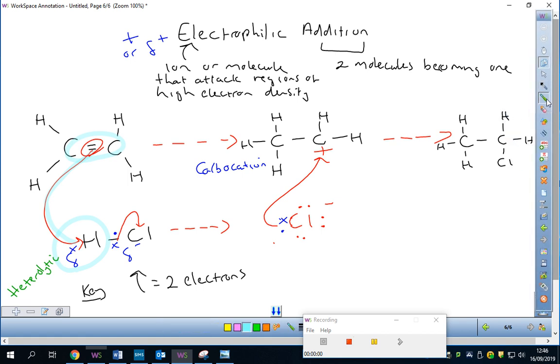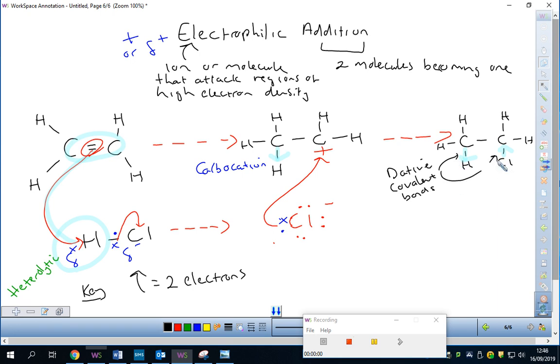From AS Module 1, we should have learnt that these type of bonds that we have made, in which both electrons come from one atom, can sometimes be drawn like this. These are known as dative covalent bonds, or coordinate bonds. And our product, known as a halogenoalkane.